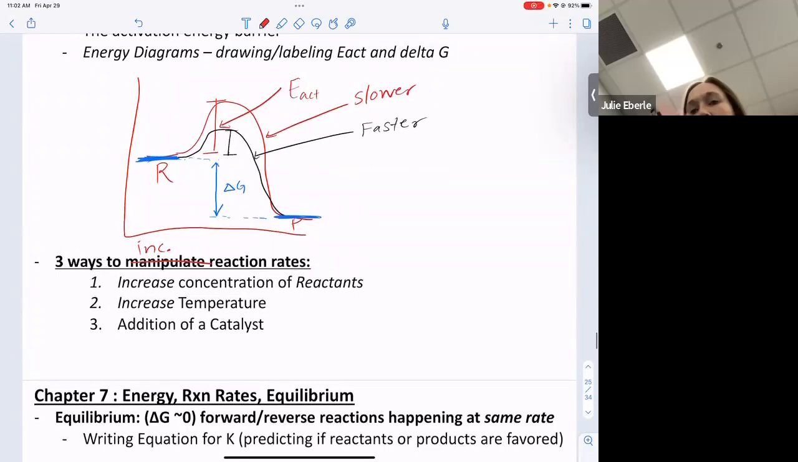This would be either endergonic or exergonic. Yeah. So I very well could ask you, is this endergonic? I did on exam 3. So this would be a negative delta G, meaning exergonic.